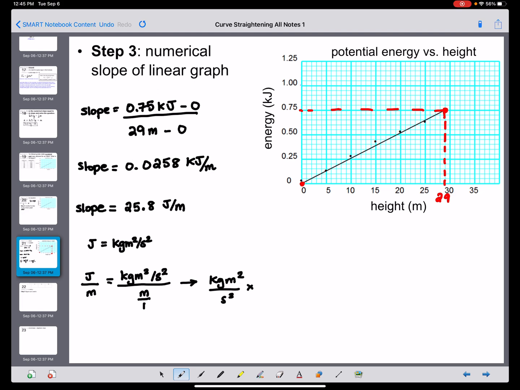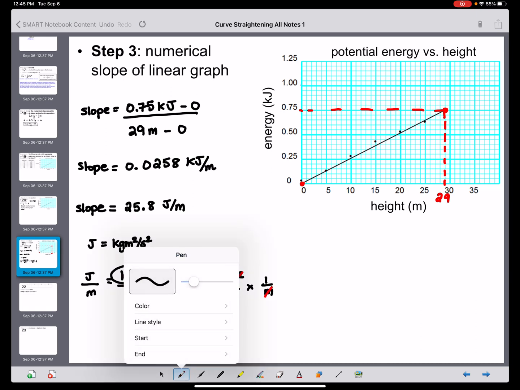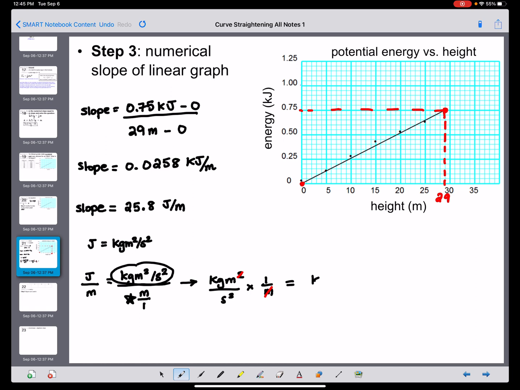I keep the top of the fraction, the part I'm circling, the same. And the bottom part that I'm putting a star beside, that flips. Then I'm going to cancel one of the meters up top with the meter on the bottom, leaving me with kilogram meter per second squared. So for my slope, I'm going to write 25.8 kilogram meter per second squared. Okay, now that's my numerical slope.